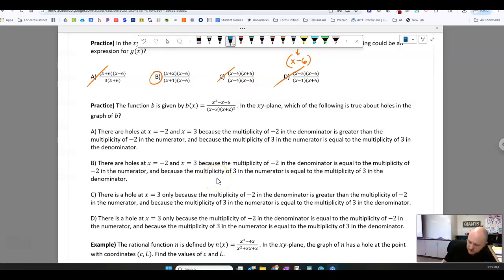Okay, hopefully you tried that one. You did have to factor your numerator, which is x minus 3, x plus 2. So we do have a shared factor at x minus 3. The x plus 2 is going to be an asymptote because although it is shared, the multiplicity in the denominator is greater. So our answer is not going to be A or B. They say there are 2 holes there. We only have 1. C, there is a hole at 3 only because the multiplicity of negative 2 in the denominator is greater than that in the numerator. And that is true. So C is our answer here. Hopefully you got C. Okay?